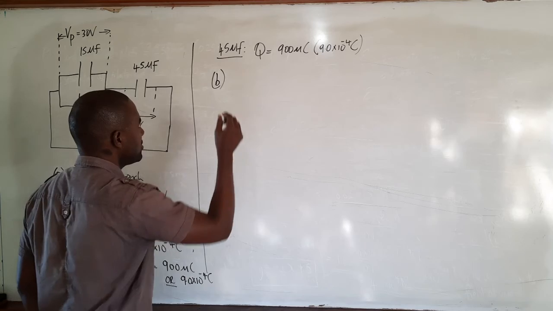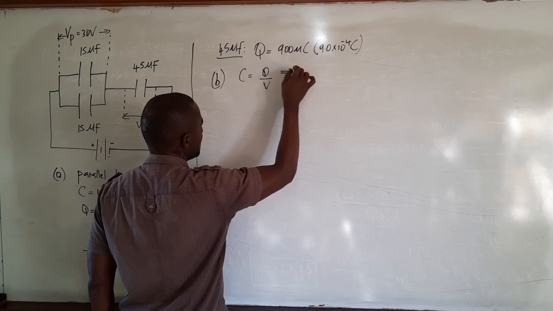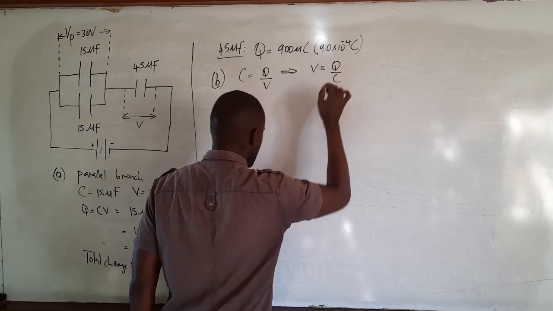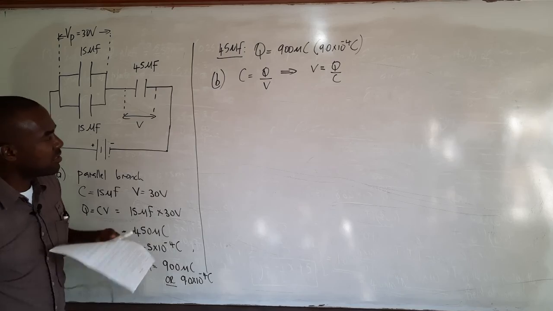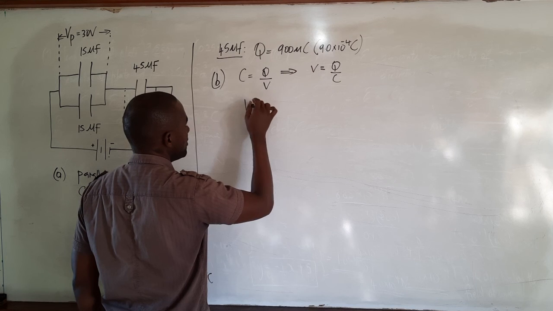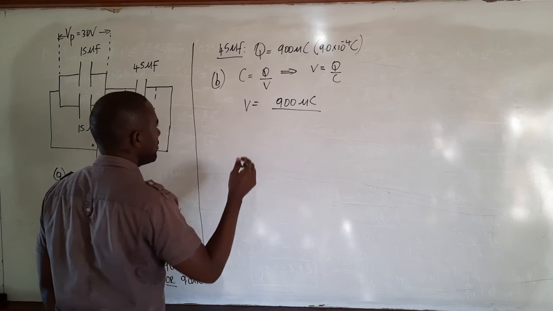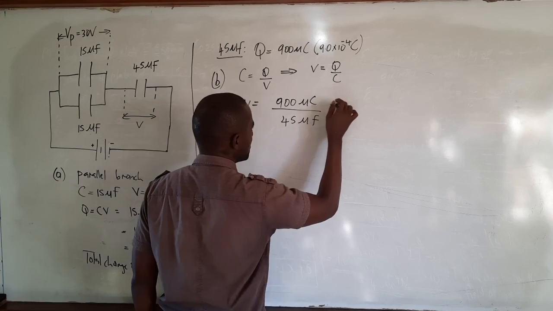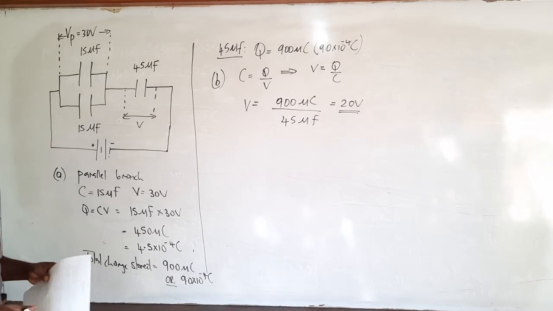Using our formula, C is equal to Q over V, from that we can get that V is equal to Q over C. So the PD across the plates of this capacitor will be found by dividing the charge stored by its capacitance. And so V is equal to 900 microcoulombs divided by 45 microfarads. And this gives us 20 volts. So the PD across the 45 microfarad capacitor is 20 volts.